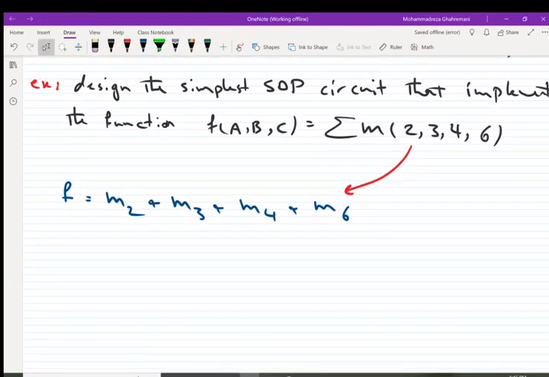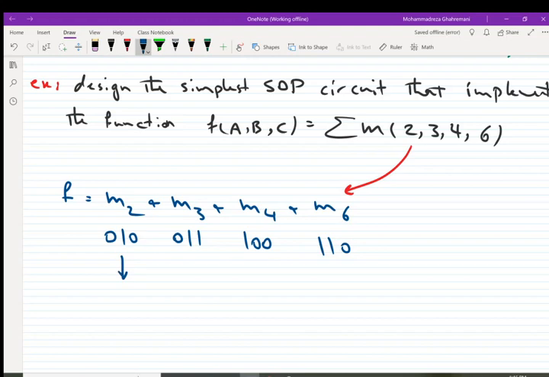Okay, what is number 2 in binary? It's 0, 1, 0. What is number 3? It's 0, 1, 1. What is number 4? It's 1, 0, 0. What is number 6? It's 1, 1, 0. What are the variables? Variables are A, B, C.